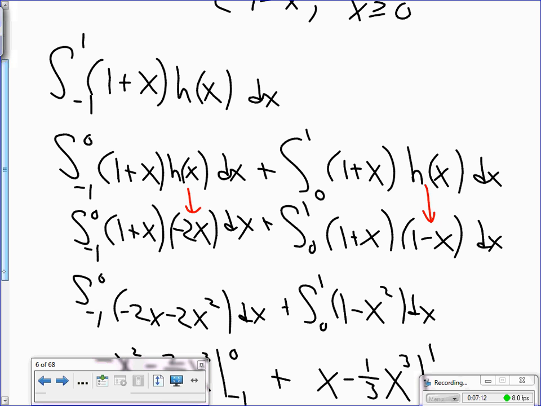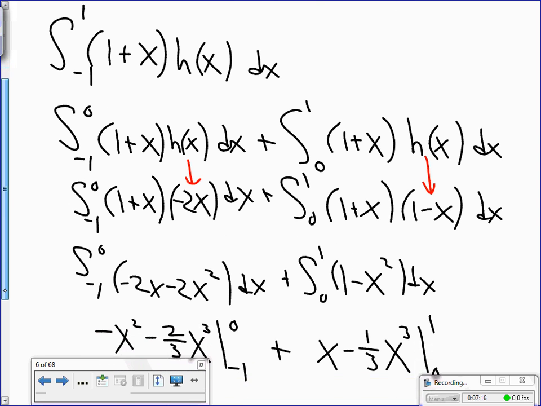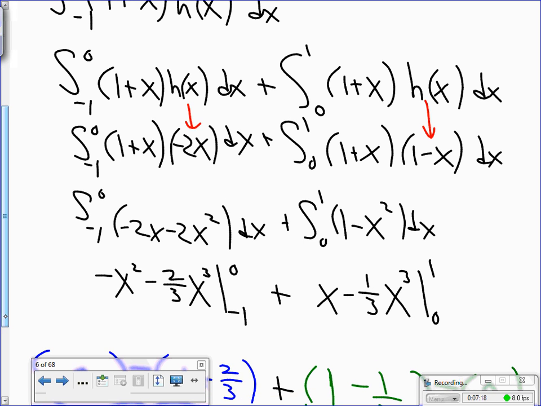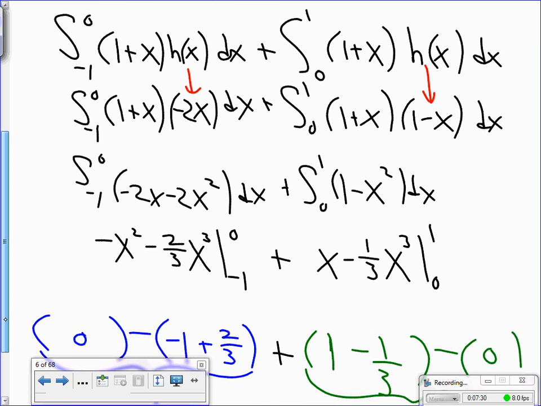you have to evaluate both of these. You actually have to multiply it out. Just put that up there. And after we multiply it out, we have to take the antiderivative. And we're going to plug in the upper, the lower, and subtract. So let me just put that up there so you can see it.